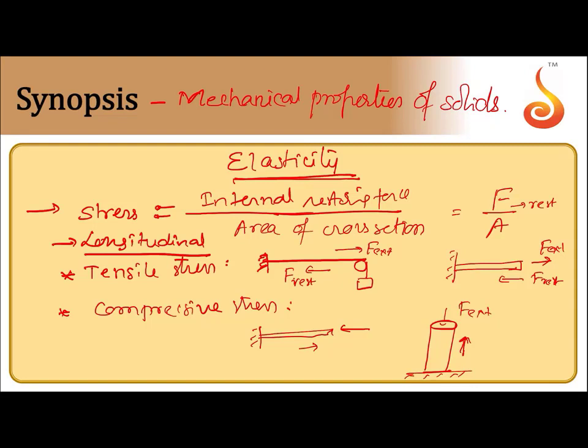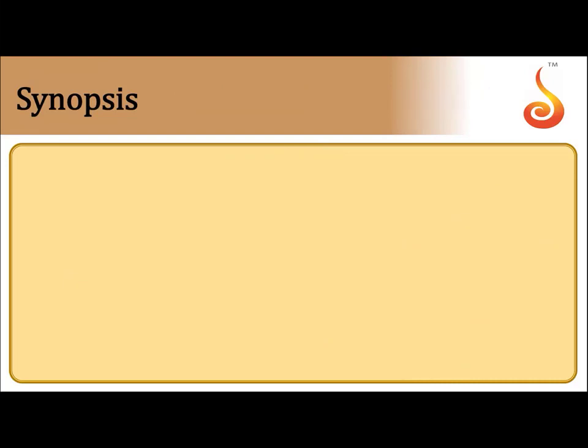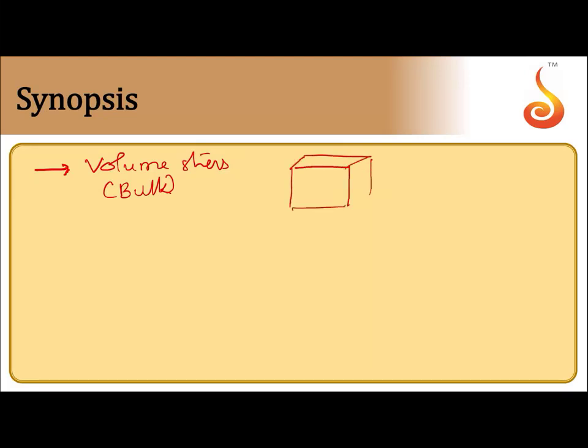And the second, besides longitudinal, is what is called volume stress or bulk stress. Here an object is under the influence of a force which tends to compress or expand a given object. For example, let us take a cube on which I apply an external force. You can take this cube inside a liquid. Then the object gets compressed.